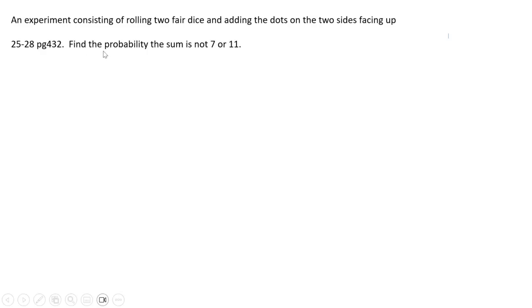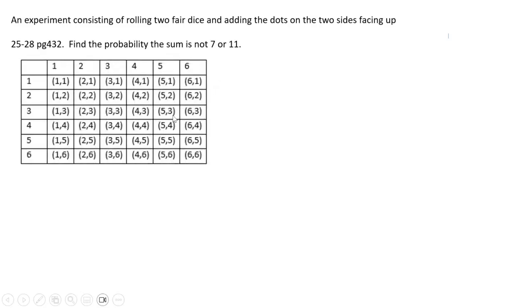Okay, now it says find the probability that the sum is not 7 or 11. If you notice, guys, this is equal to 2. This is equal to 3, right? So it's going to be 2 3s. This is 4 and so forth. So not 7 or 11 will be not 7.